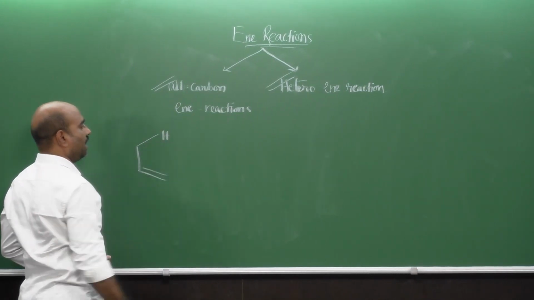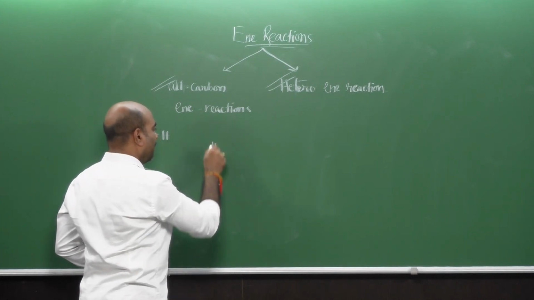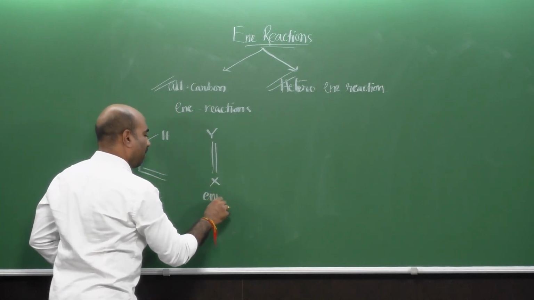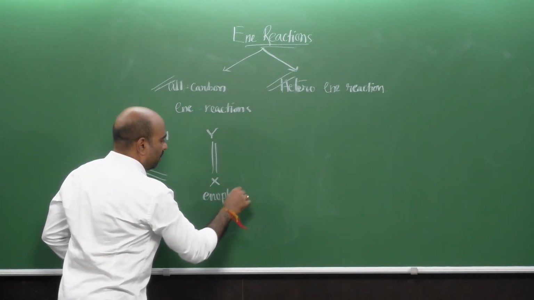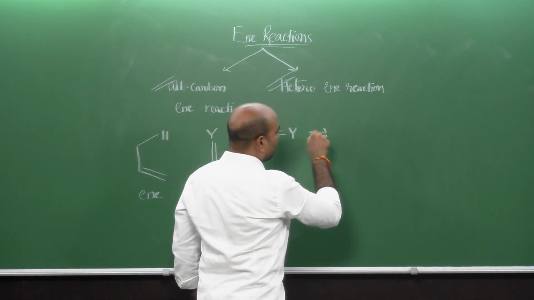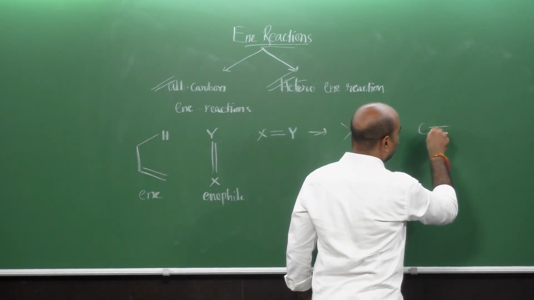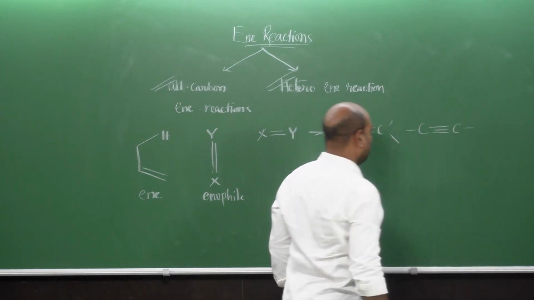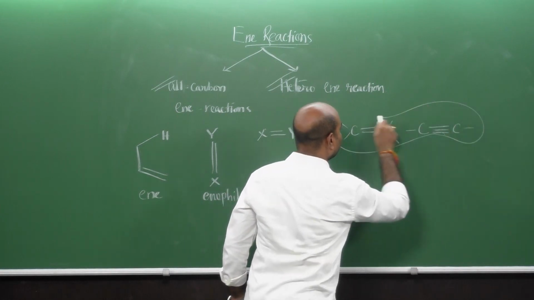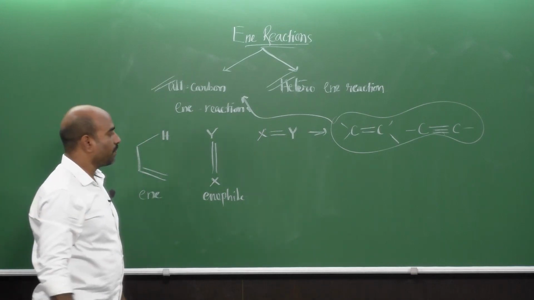So, if this is the ene molecule and this is the enophile, right. If X double bond Y is simply C double bond C or C triple bond C, they fall under the category of all carbon ene reactions, right.